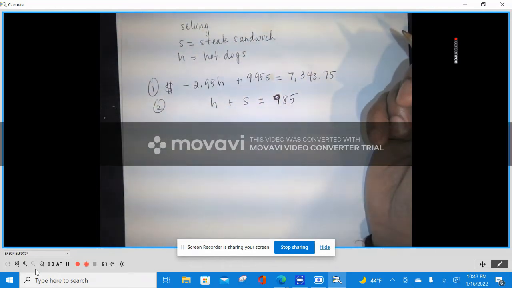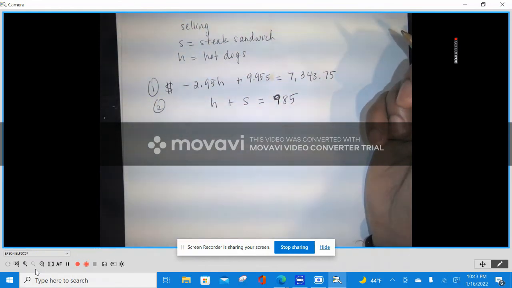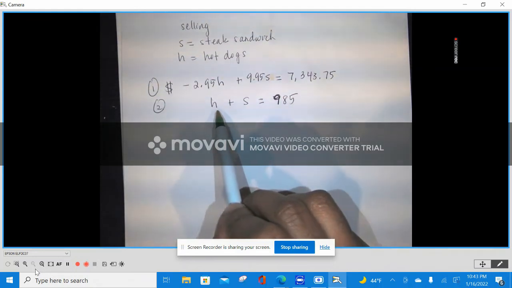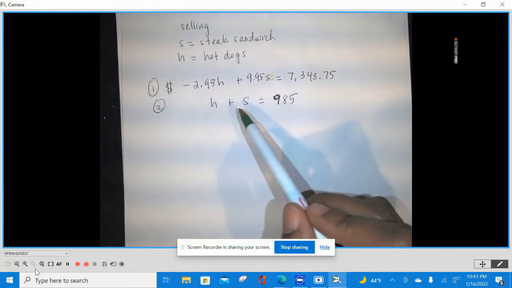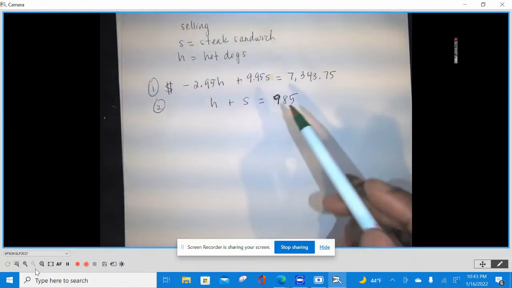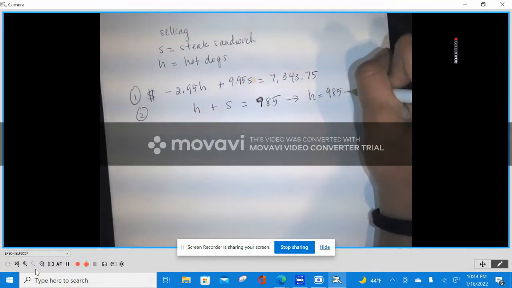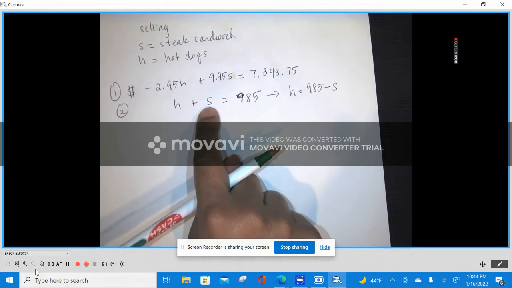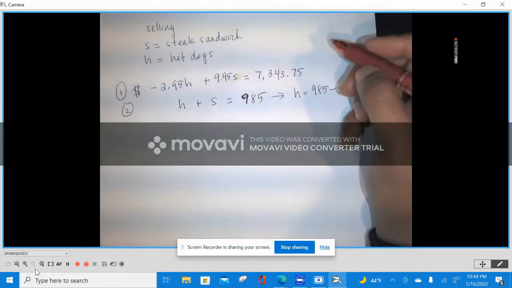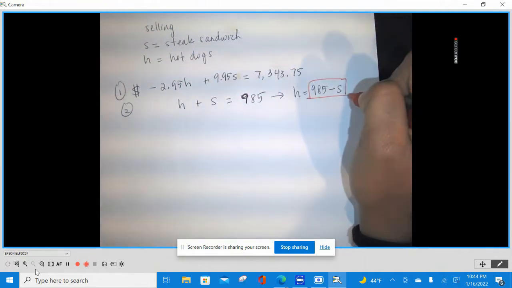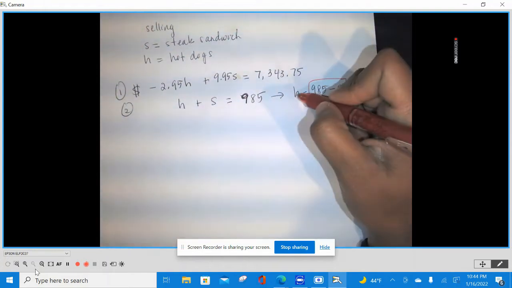We need the number of steak sandwiches, which is S. So guess what I'm going to do? I'm going to do the substitution method. I want S. So I'm going to get this equation in terms of H. So H is equal to, do you see how I got 985 minus S? I just moved this S over to this side, and H is by itself. Now that I know H is equal to the total amount of items, 985 minus the number of steak sandwiches, that's going to be the number of hot dogs.